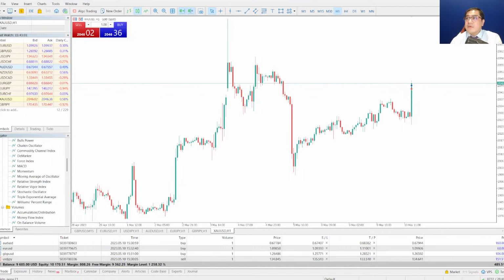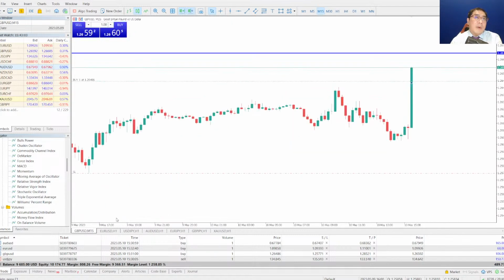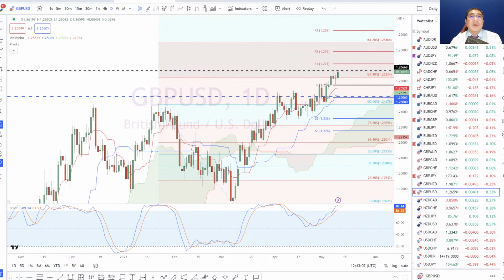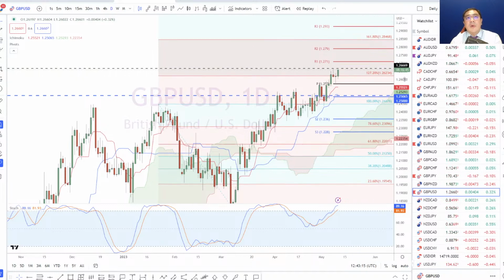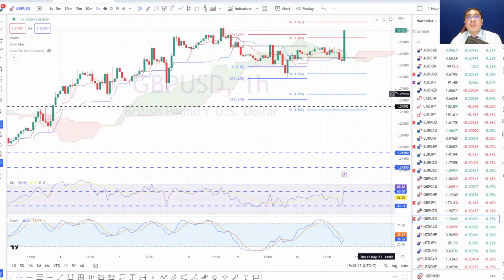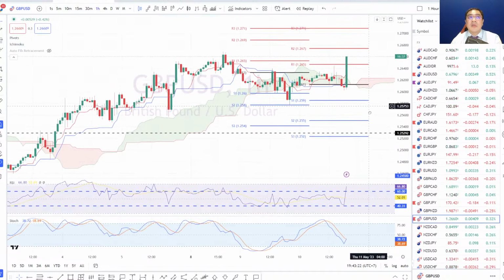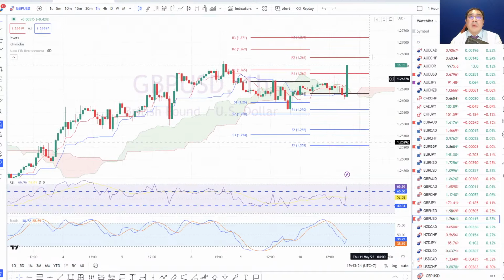Pound USD 1.2650. What if it doesn't close above it? We are already at 1.2650. We're already at 1.2659. I'm not too concerned about 1.2650 for pound USD. I'm more concerned about 1.2667, 1.2670, right? I'm a little bit more concerned on resistance too on the daily pivot at 1.2670. I really want to see that close. But momentum-wise, I think we still have a lot of room to go, so I'm not really too concerned.